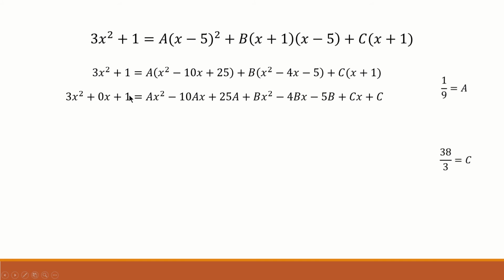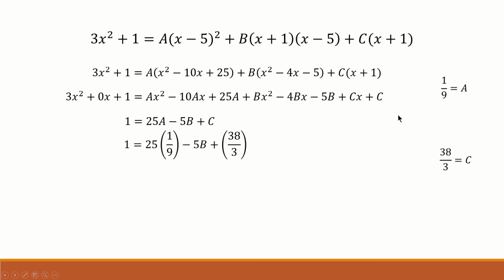Here we don't have an x value, it's simply just 1. So on the right side, we will look for coefficients that also do not have an x value. Here we can see there's 25a, negative 5b, and c. So when I do that, I have 1 equals 25a minus 5b plus c.